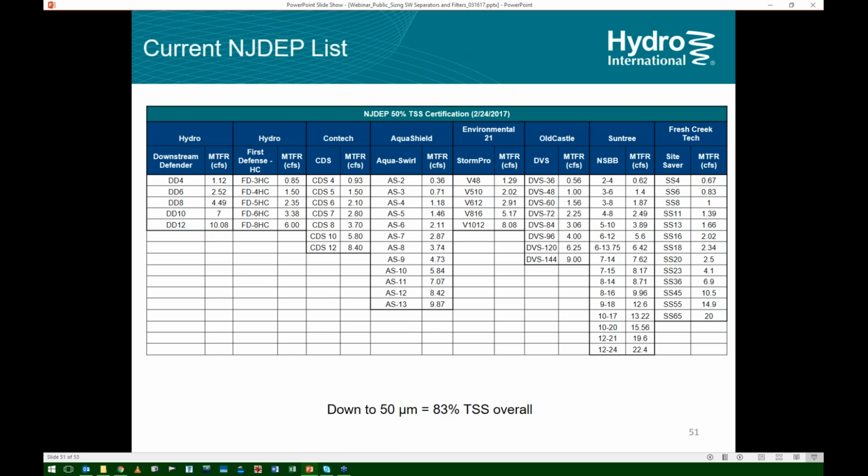So we can translate or infer that if we do the New Jersey testing using the New Jersey particle size distribution, and we get approved for 50% TSS at these flow rates, we're most likely to be getting 80% TSS on an OK110 or similar, say 120 microns, 125, 115, around that range, which is a good water quality standard for a separator.